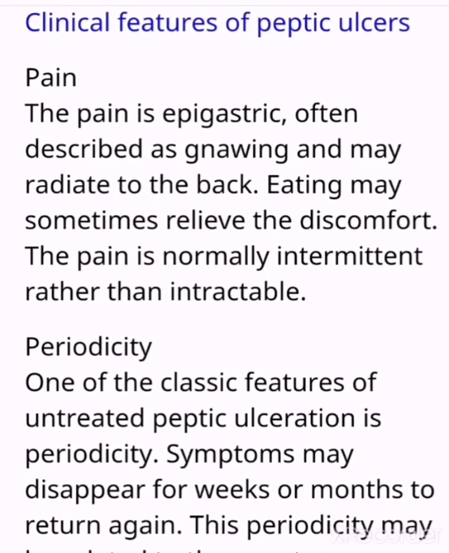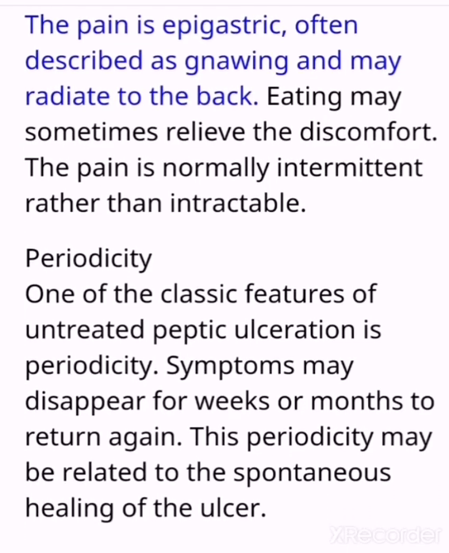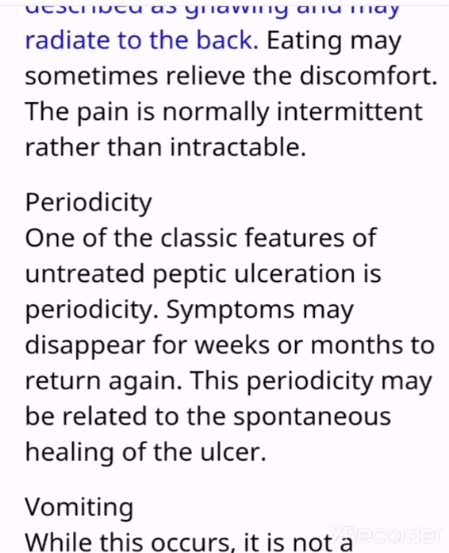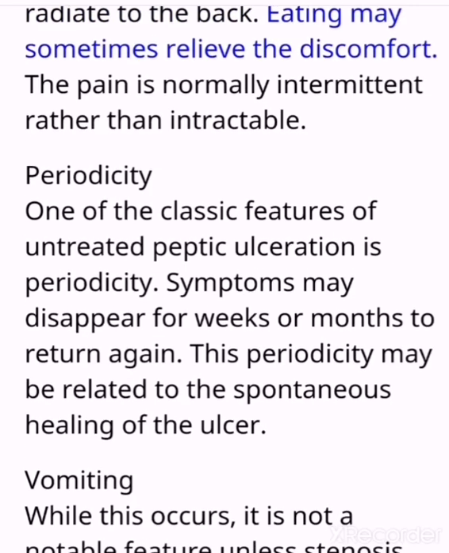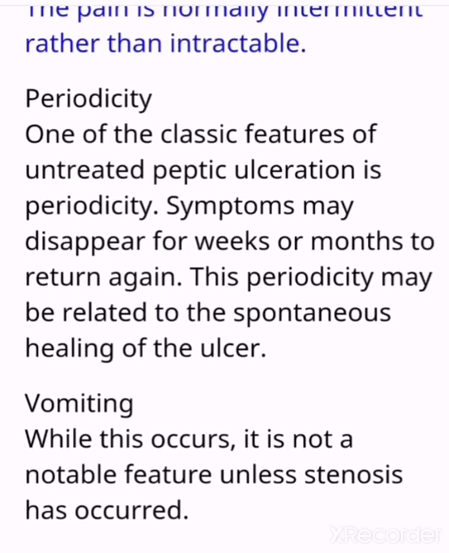Clinical features of peptic ulcers. Pain. The pain is epigastric, often described as gnawing, and may radiate to the back. Eating may sometimes relieve the discomfort. The pain is normally intermittent rather than intractable.